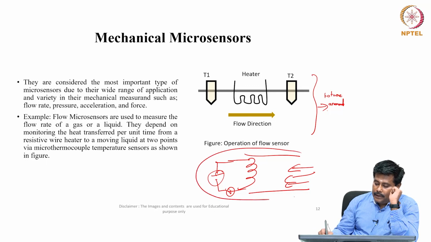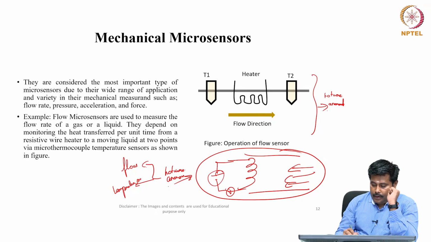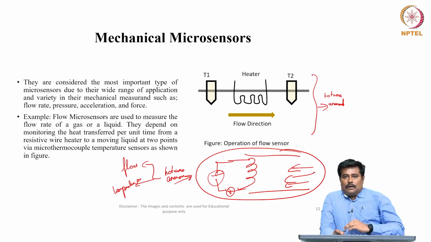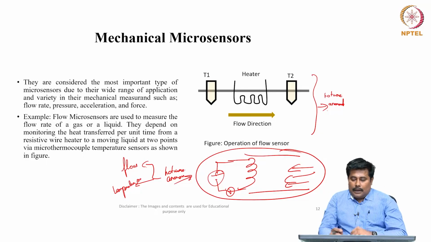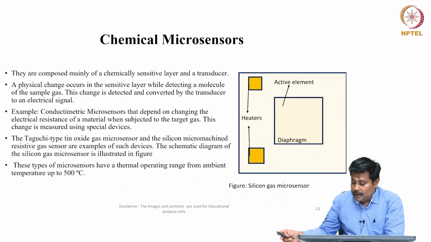This particular process is called a hot wire anemometer. It is mainly meant for flow measurement, temperature measurement, etc. Almost this also works on a similar concept. The only thing is, we are trying to scale it down to a lower scale so that it takes care of the flow direction. Now we have the chemical microsensors.